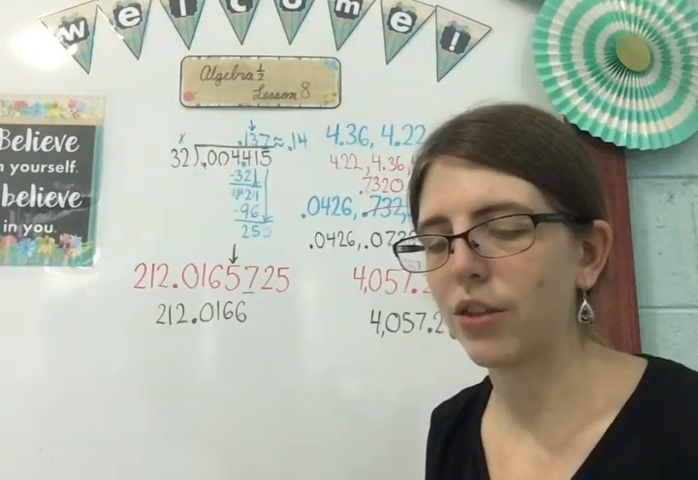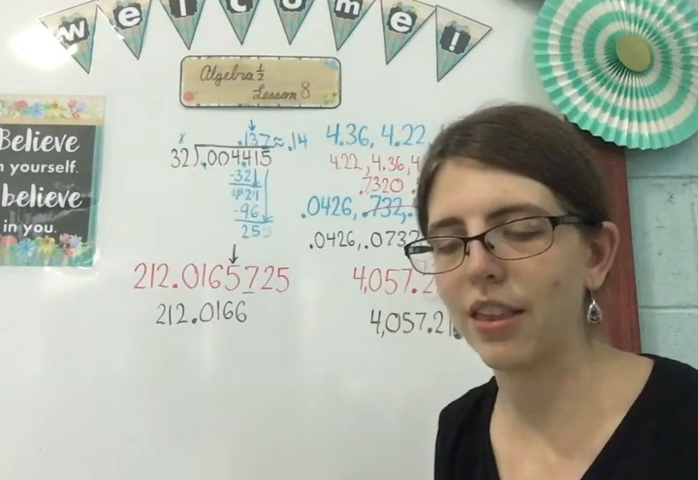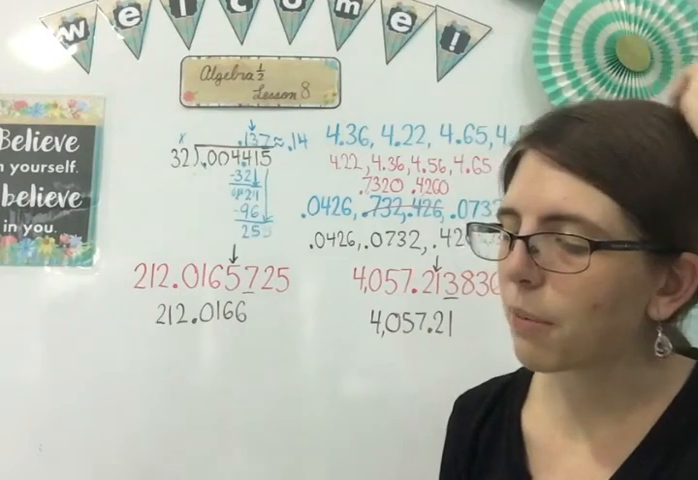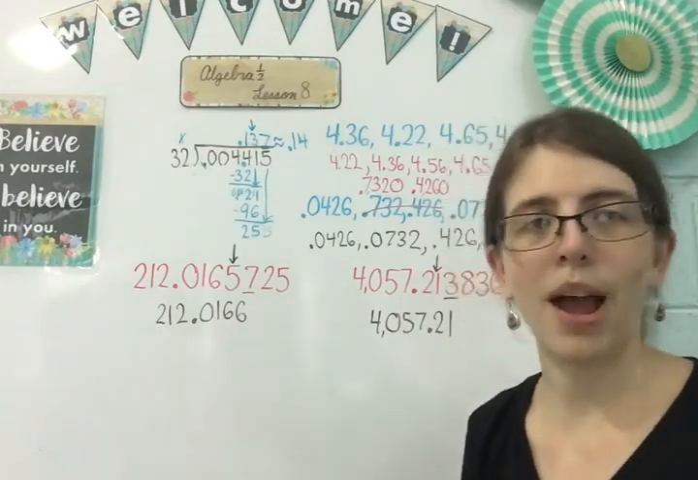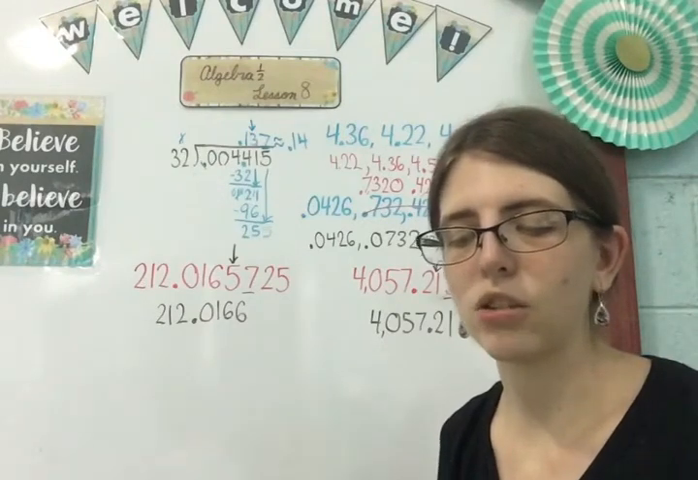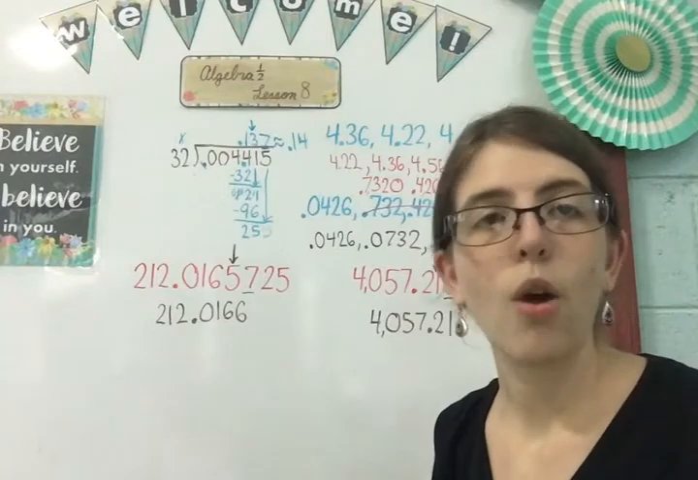Letter B. Round 4,375.23562 to the nearest thousandth. The number in the thousandths place is a 5. The number behind it is 6, meaning we round up. So you should have 4375.236.